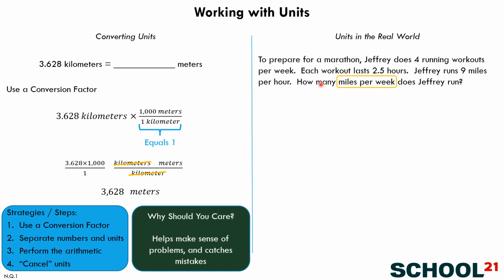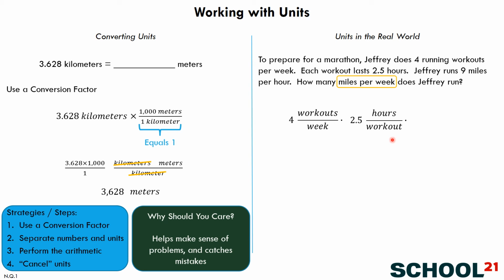So let's list the first thing. What's the first piece of information that the problem told us? He does 4 running workouts a week. 4 workouts per week. So let's go ahead and write that. So we have 4 workouts per week. Okay. Now what's the second piece that they tell us? Each workout lasts 2.5 hours. Okay, so it's 2.5 hours per workout. Does that make sense to you so far?